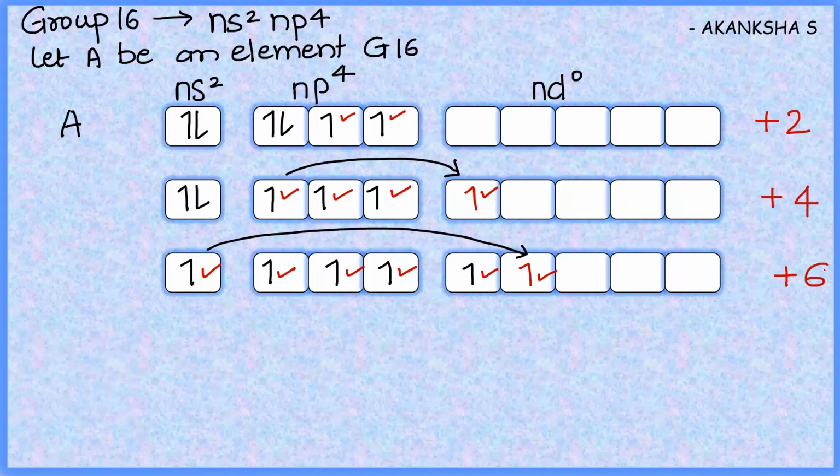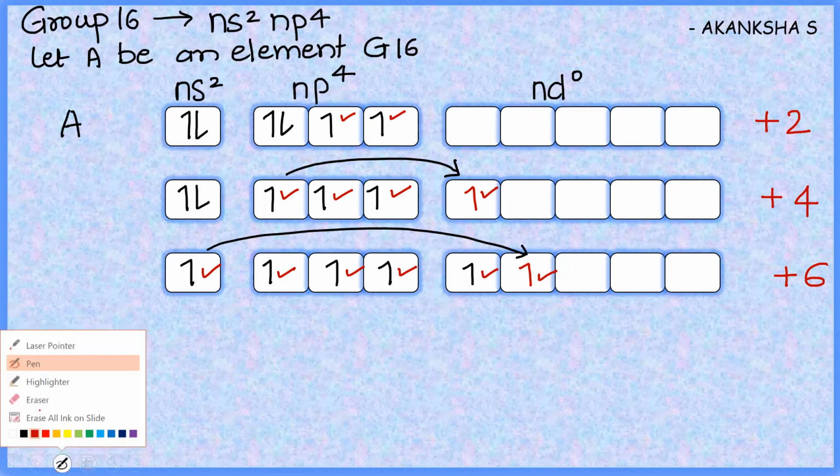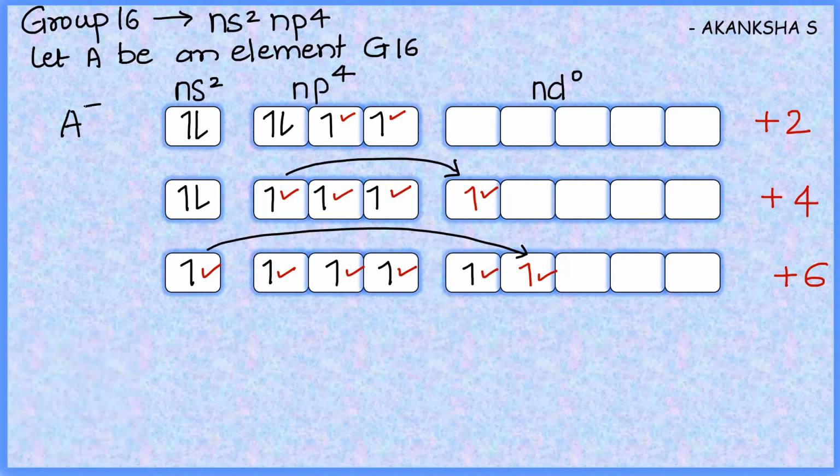So what are the 3 oxidation states of any element in group 16? +2, +4, +6. This is how you get that number. In the textbook, they have directly given you the numbers, which is a bit problematic to understand how you're getting them. This is how we find oxidation state. So this becomes A +2. Then you have A +4. And you have A +6.